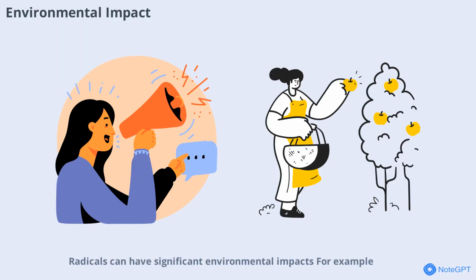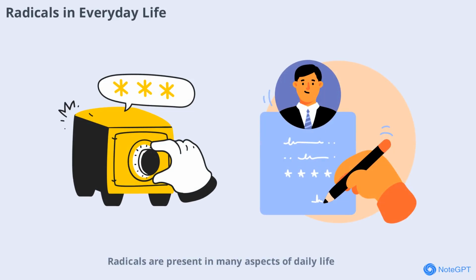Radicals can have significant environmental impacts. For example, chlorofluorocarbon CFC radicals contribute to ozone depletion while hydroxyl radicals help clean the atmosphere. Understanding these effects is vital for environmental protection and policy. Radicals are present in many aspects of daily life. From the browning of fruit to the action of cleaning agents, radical chemistry is at work. Even our bodies rely on radicals for essential processes, though balance is key to avoiding harm.